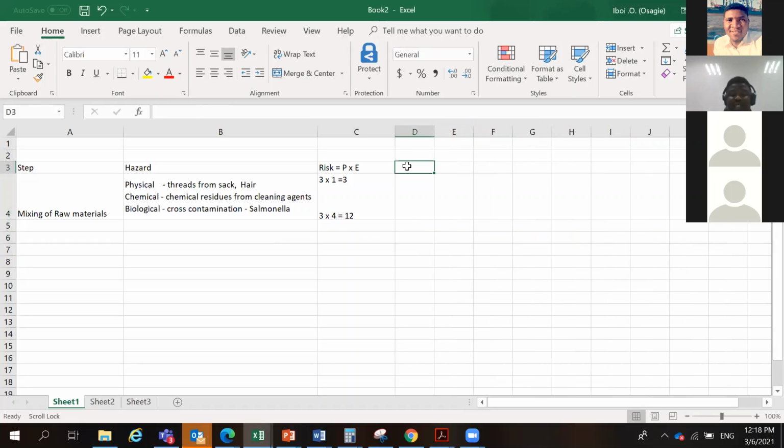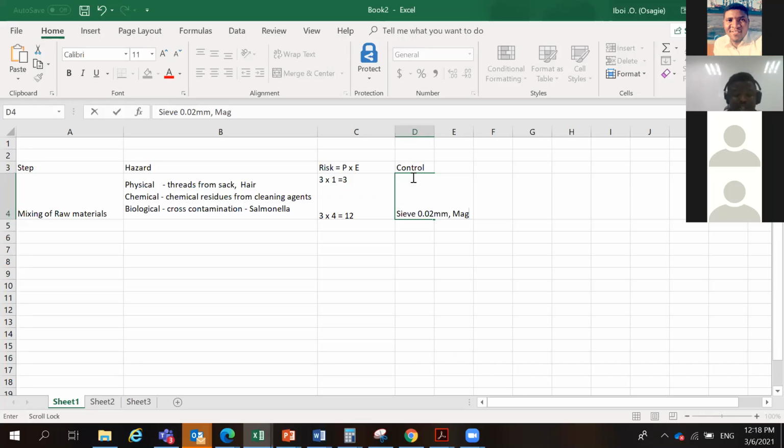So the next thing is, what control can you put in place here? For the physical hazard, what control can you put? Maybe a sieve. Good. So what will be the spec of the sieve? Maybe less than 0.02 mm. You understand? Sieve.